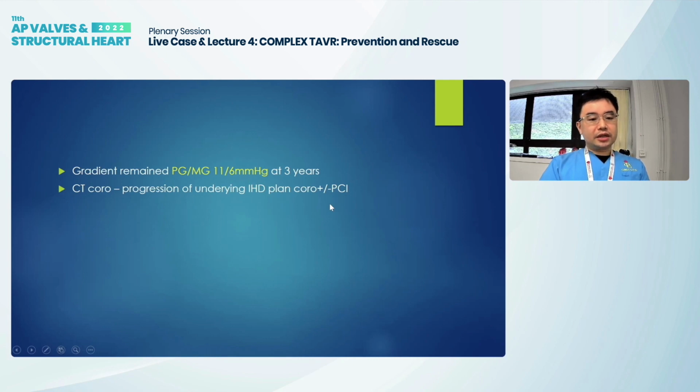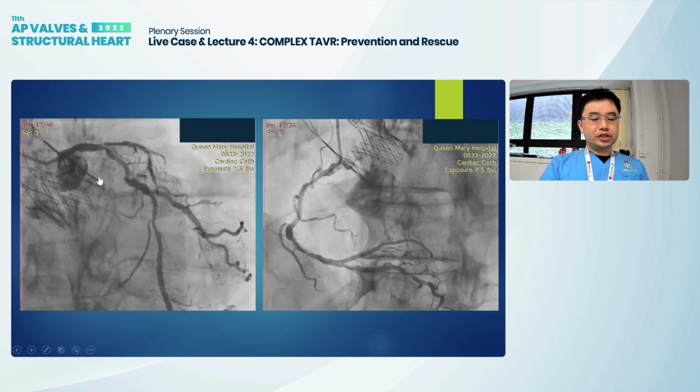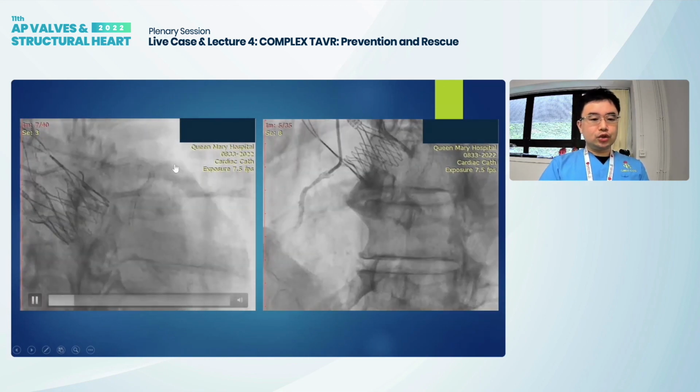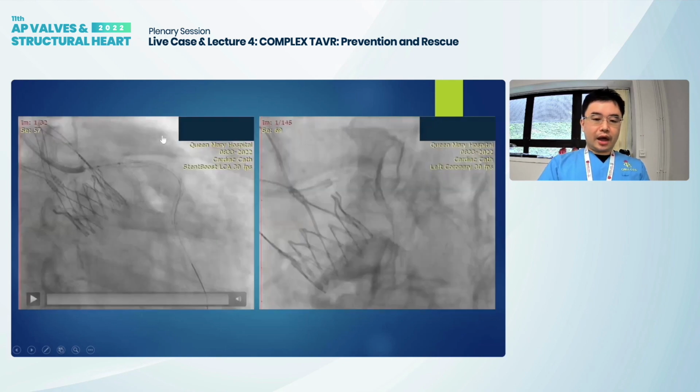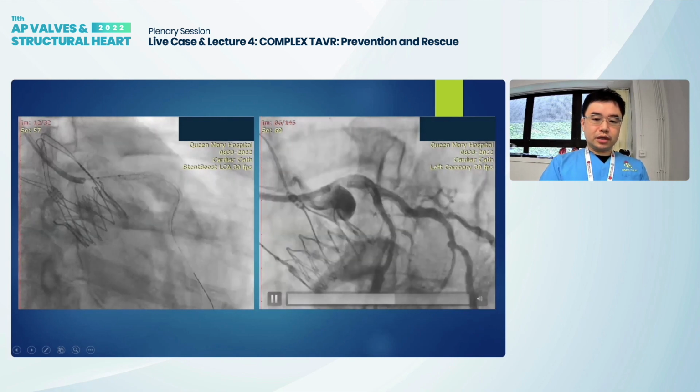And in this case, there is some progression of the coronary artery disease. So with the design, although it's a small annulus, we put in a supra-annular valve, but coronary access is less of an issue when using this Accurate neo, and the PCI itself is very safe and uneventful.